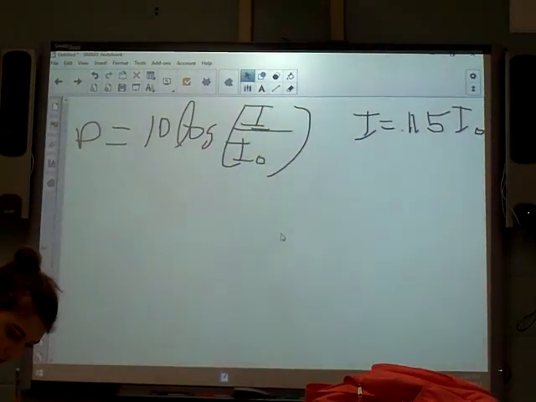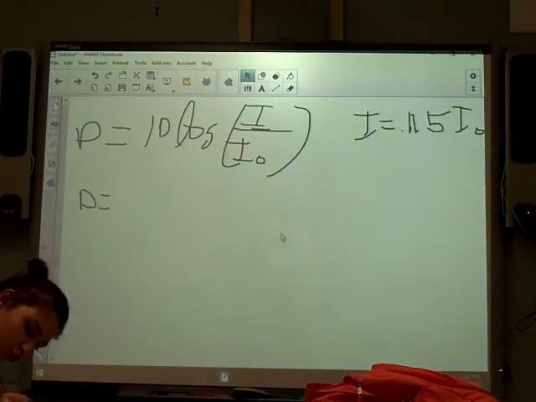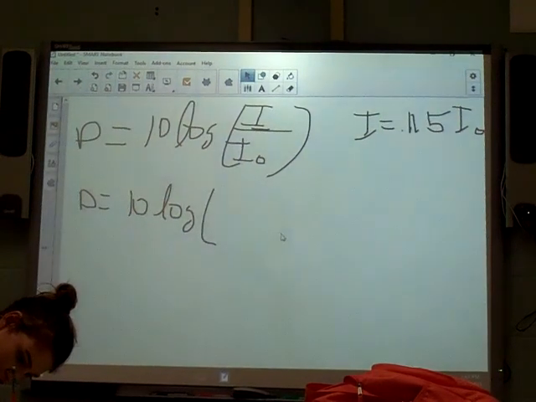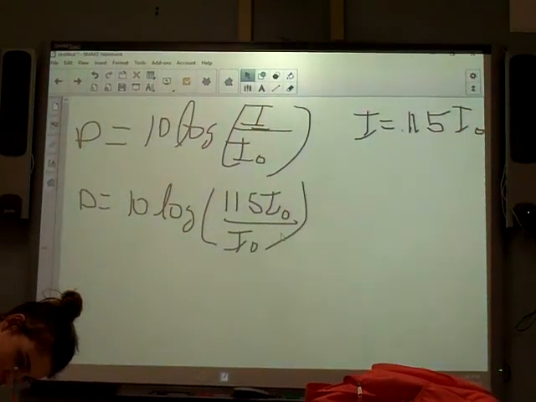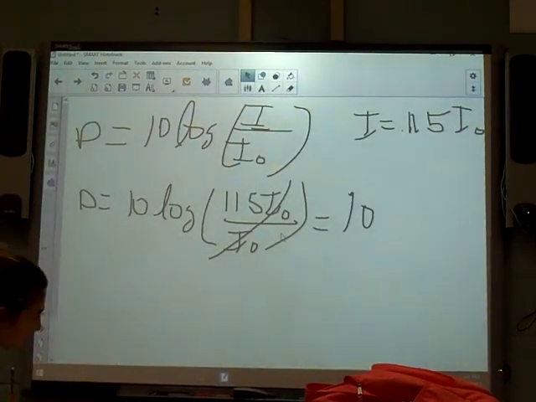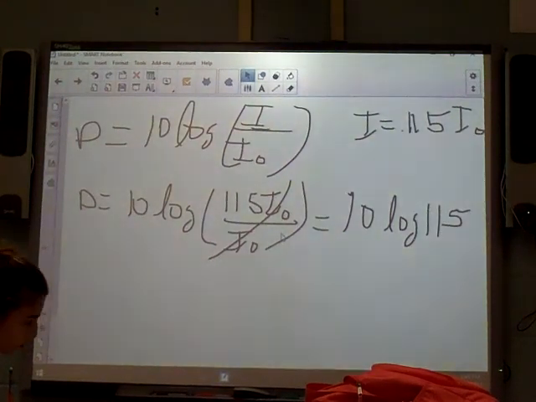Okay, so it's weird to me that they put I base 0 in that, but it's going to end up being pretty darn good because the I base zeros are going to cancel out. So we'll set this up as the decibel level will equal 10 times log of I, which is 115 I base 0, over I base 0. See what I was talking about with those I base zeros? They cancel. So all we have to compute is what is 10 times the log of 115, to the nearest whole number.